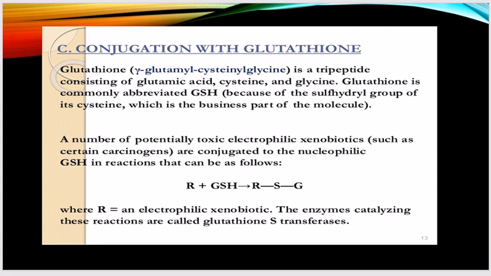A number of potentially toxic electrophilic xenobiotics, such as certain carcinogens, are conjugated to the nucleophilic glutathione, and the reaction can be seen as follows. When the electrophilic xenobiotic combines with glutathione, it is converted into a non-toxic form in the presence of an enzyme, that is glutathione S transferase.